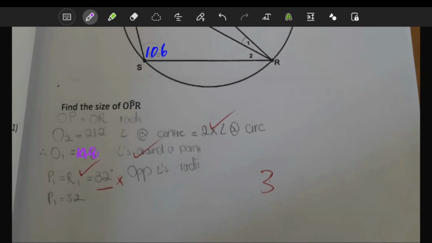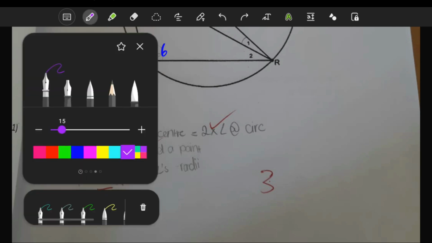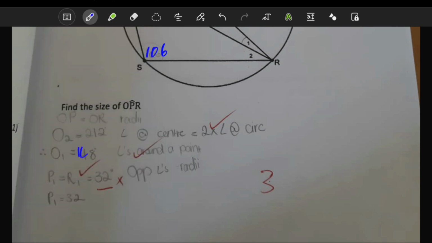Now, this color is terrible, man. How can you write with pink on white? That's how I always write on black, because most colors pop on black. But anyways, here we're going to get 148, are we? Let's see, angles around a point, yes.